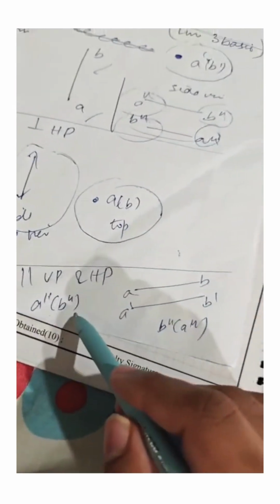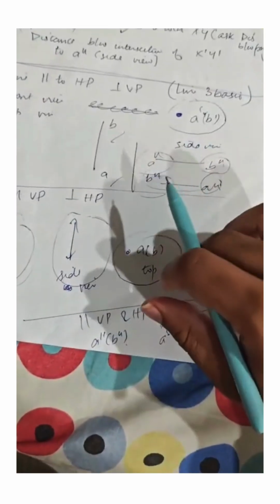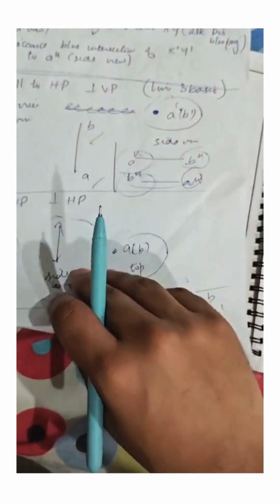But if I'm seeing it from the side, what am I going to get? This is my LSV, so this is the right side projection. I'm going to get A double dash and B double dash in brackets because I cannot see B double dash. But if it's an LSV, I see it from the right hand side, and I'm going to get B double dash and A double dash because I cannot see A double dash. So these are the three kinds of questions, very basic, and they would not be asking this.